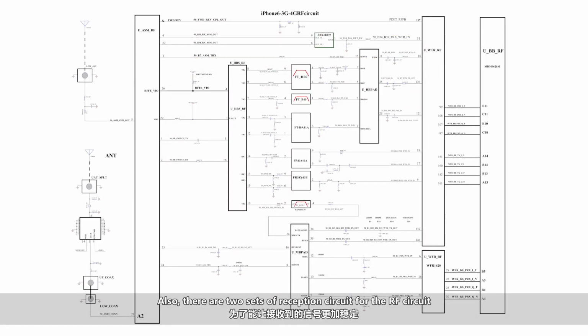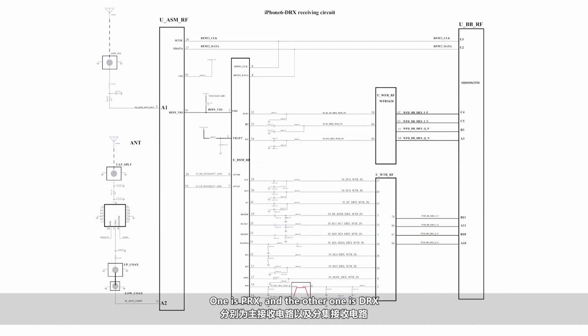Also, there are two sets of reception circuits for the RF circuit to ensure the stability of signals received. One is PRX and the other one is DRX. Normally, to ensure the accuracy of reception signals, signals received by DRX will be supplementary signals for PRX.